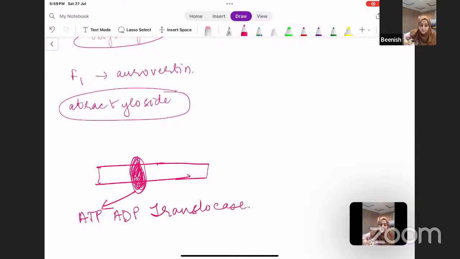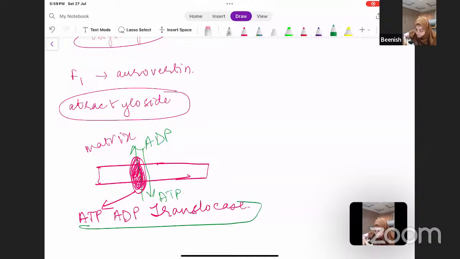Okay, it is an antiporter. So it is pumping ADP into the matrix, and the ATP that is synthesized is being moved out. So this ATP-ADP translocase, or transporter, is inhibited by atractyloside. So these were the inhibitors of oxidative phosphorylation: your oligomycin, ariovertin, and your atractyloside.